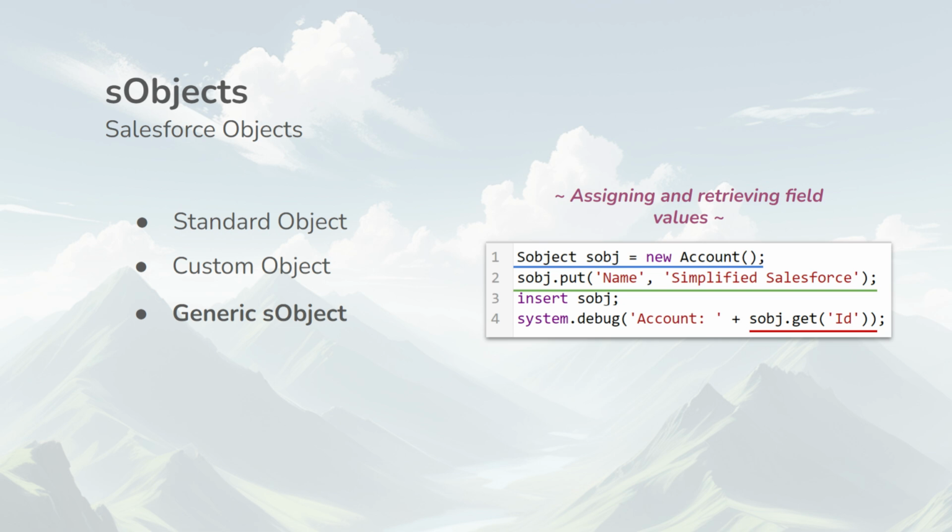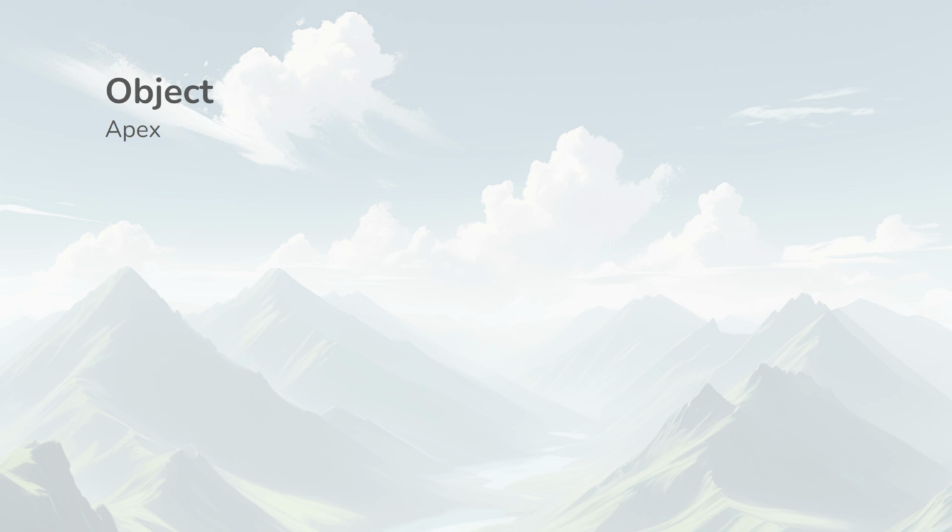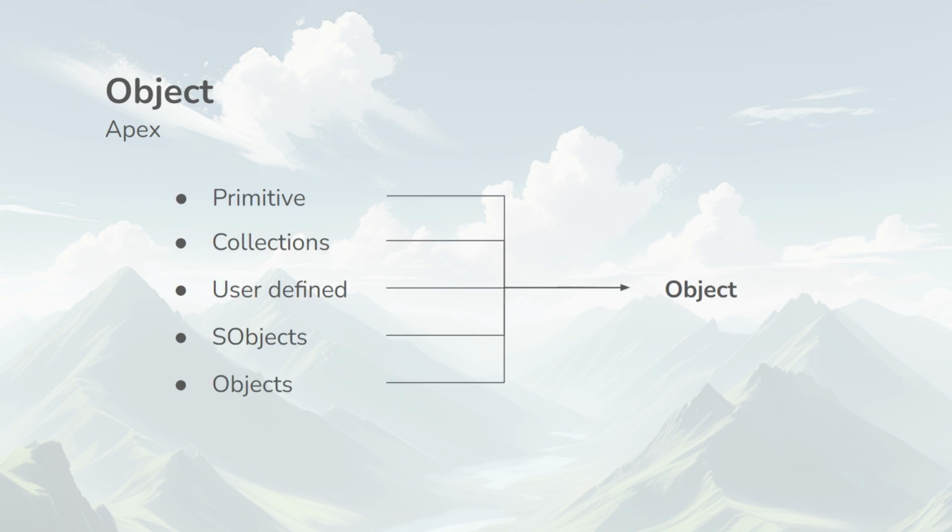Now, the next and the last category of data types actually is a data type itself, the generic object. Object might sound similar to sObject, but it is not. Object is the base data type in Apex from which all the other data types are derived. So, an object can represent any other data type that we have seen so far in this video.